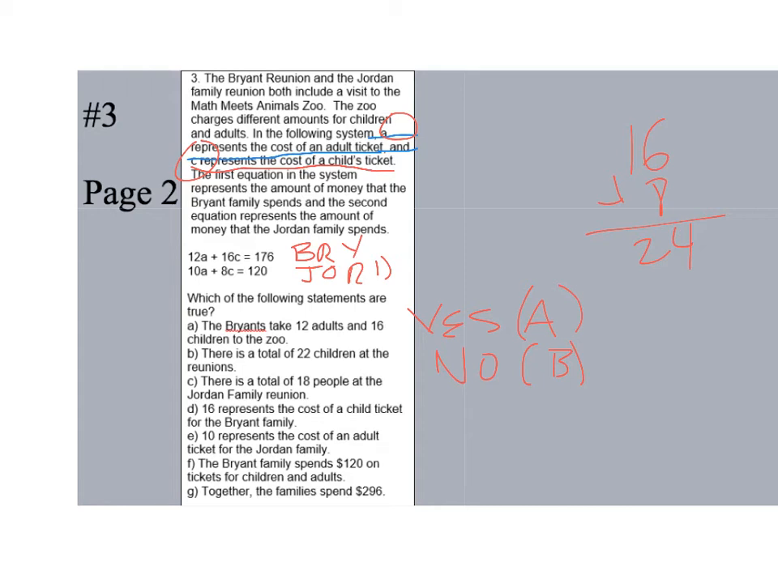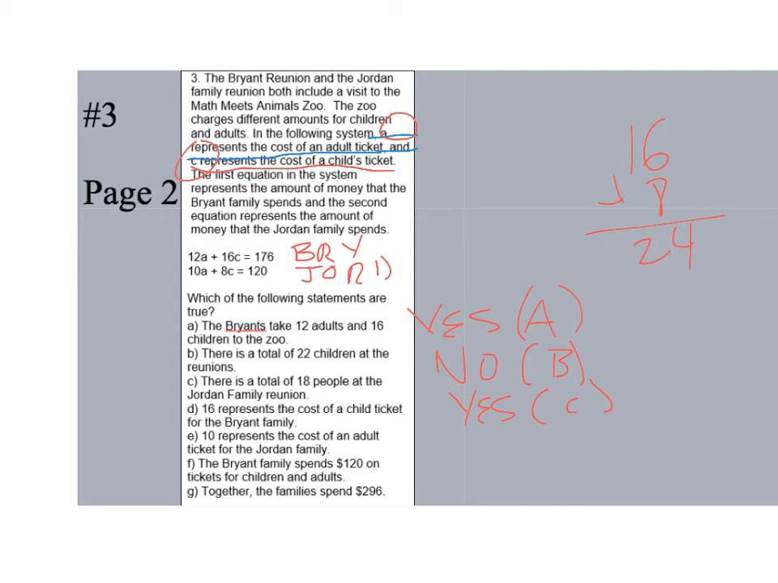All right, next, going on to C. There's a total of 18 people at the Jordan family reunion. Well, 10 is the number of adult tickets they buy. 8 is the number of child tickets they buy. 10 plus 8 would give us 18. So there's a total of 18 people at the Jordan family. And again, we're talking about the Jordan. It's the second equation. So this one is going to be a yes for option C.